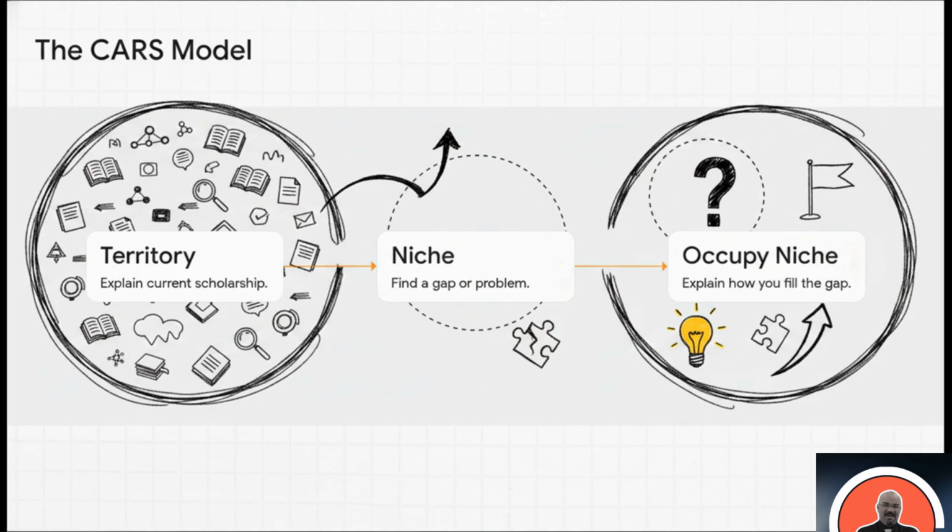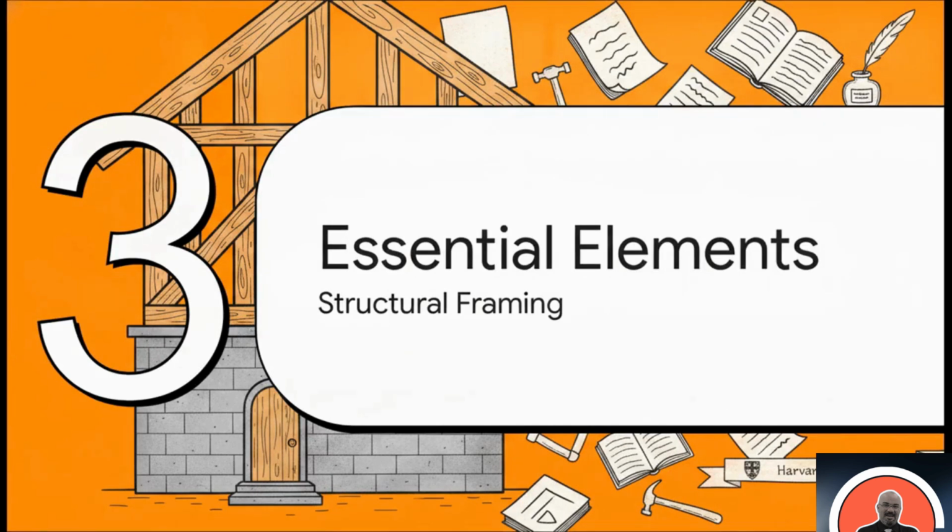This is where you explain exactly how your specific research objectives, questions, or methods are going to fill that exact missing gap you just pointed out. It's great because it seamlessly guides your reader from the broad outside world right into the absolute heart of your study. Section 3, Essential Academic Essay Elements, Structural Framing.